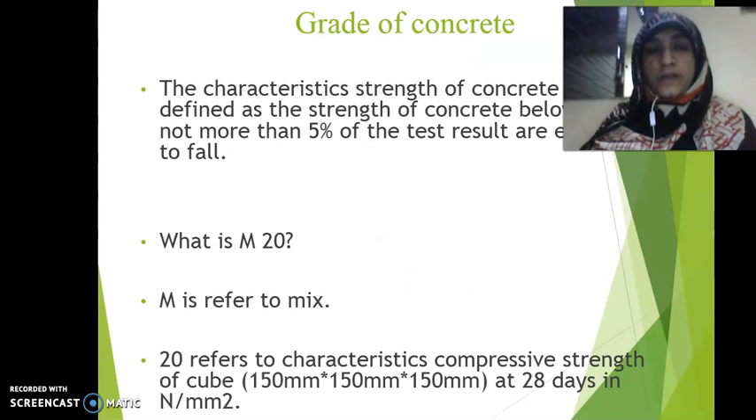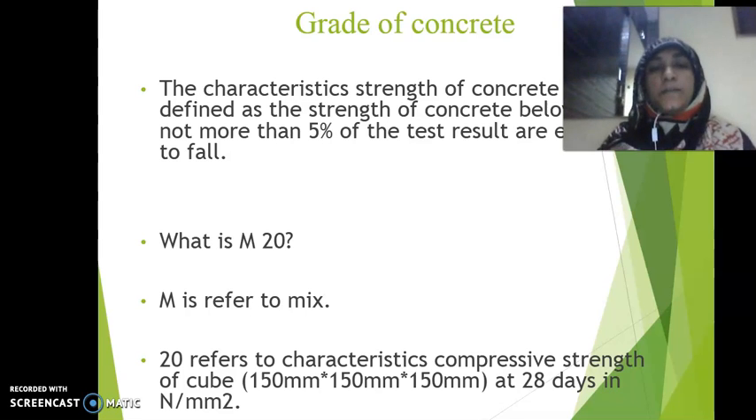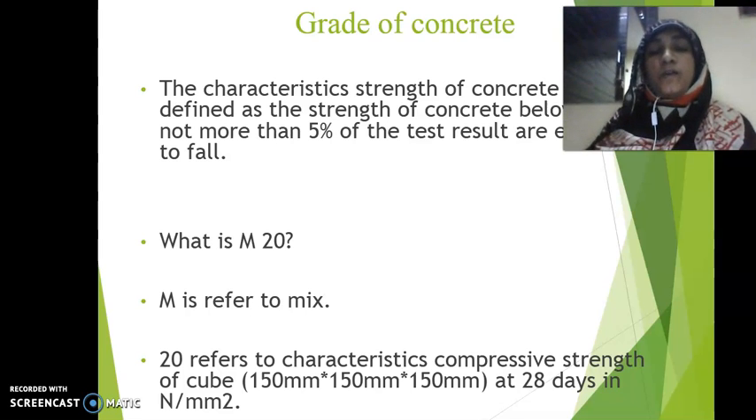Now moving further, grade of concrete. Before grade of concrete, we will see the characteristic strength of concrete, that is fck. What is characteristic strength of concrete? It is defined as the strength of concrete below which not more than 5% of the test results are expected to fall. It means the maximum fall in the strength of concrete is about 5%, not more than 5%. This is termed as the characteristic strength of concrete.